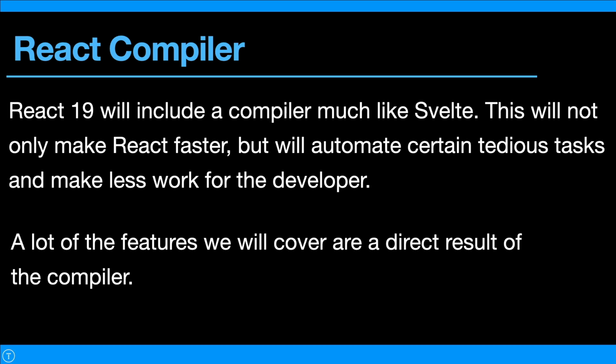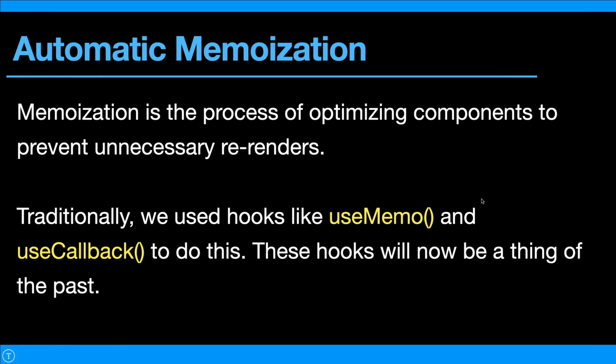And a lot of the features that I'm going to be talking about are in direct relation and possible because of this compiler. So let's talk about some of those changes that the compiler will bring in addition to just overall performance. So first off, it'll do automatic memoization, which is the process of optimizing components to prevent unnecessary re-renders, which has kind of been a pain point with React for a lot of years now. And I'm talking about re-rendering components when no props have changed or anything like that.